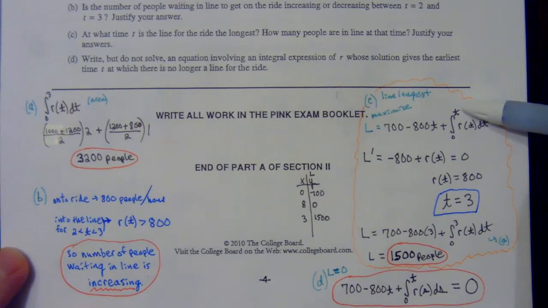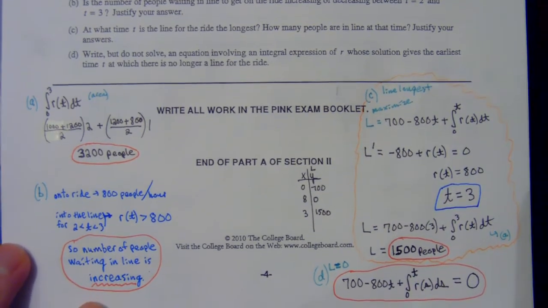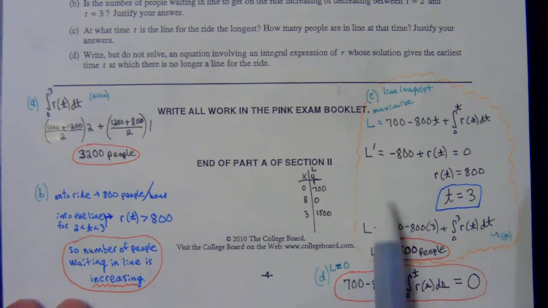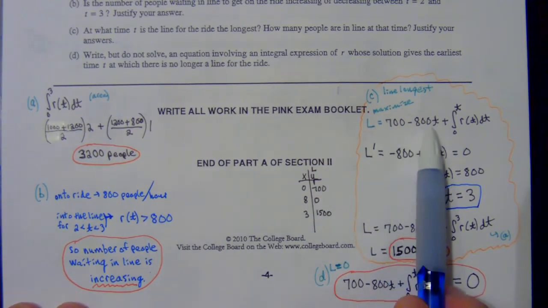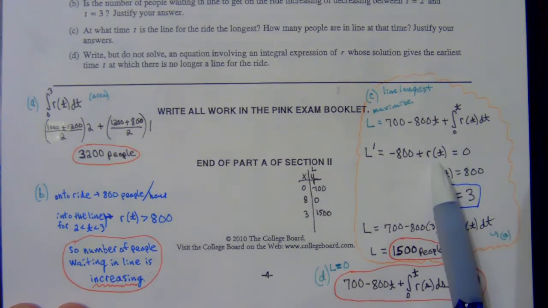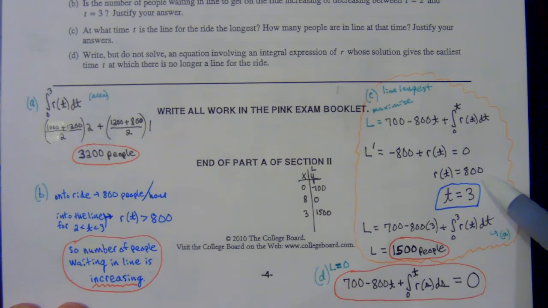Now we're going to figure out when, between what time period. So there's our equation for our line. When I want to find a critical number, or a possible max or min, you take the derivative and set that equal to 0. The derivative of that is 0. The derivative of that is negative 800. The derivative of the inside of that integral is R of t. Then I just add 800 to both sides. I want to know when R equals 800.